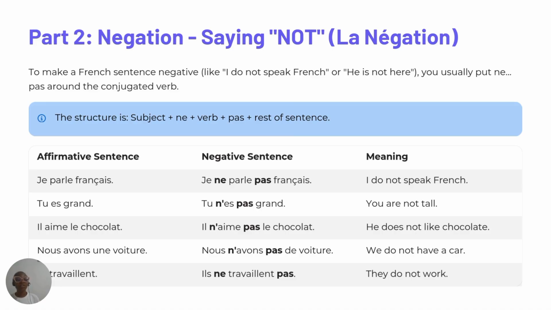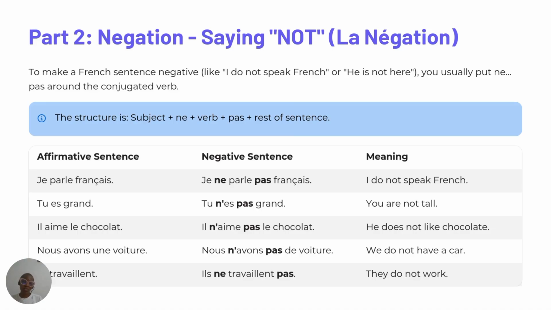Another one is nous avons une voiture. Nous avons une voiture. So we say nous n'avons pas de voiture, which means we do not have a car. And the last is il travaille. Il travaille means that there's no rest of the sentence, it's just the subject and the verb. So it will be il ne travaille pas. And that is it. He does not work. That makes a complete meaning and a complete sense.